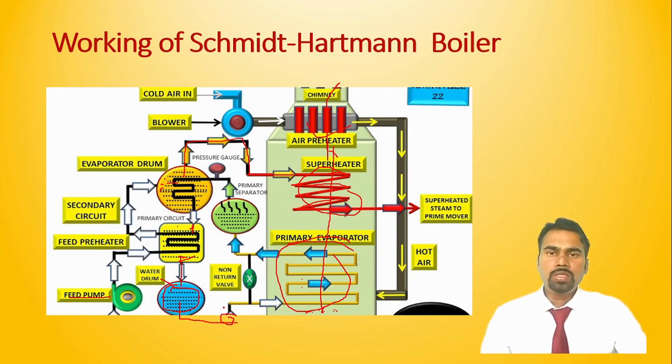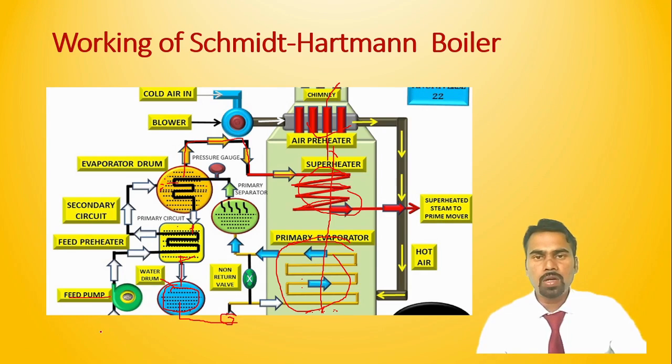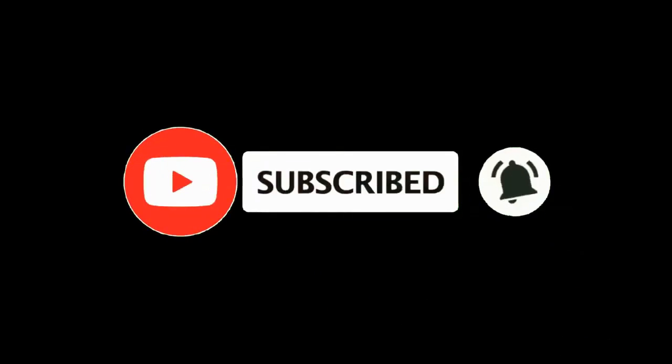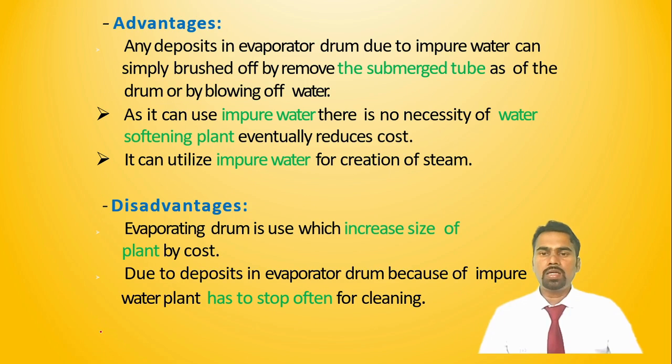So the maximum efficiency obtained by the high pressure boiler is up to 35 to 40%. By utilizing some other devices we can increase it up to 70 to 80%. We'll see later which devices or which arrangement is used to increase the efficiency of the boiler, or thermal power plant or any power plant. We'll see it in another unit. So this is about the working of the Schmidt-Hartmann boiler. Now we'll see advantages and disadvantages of the Schmidt-Hartmann boiler.